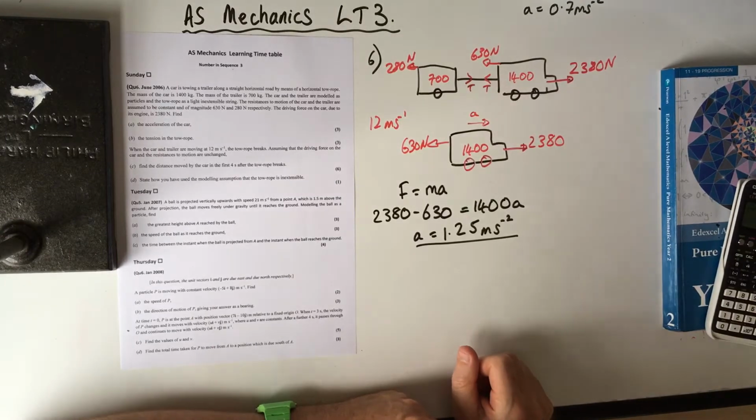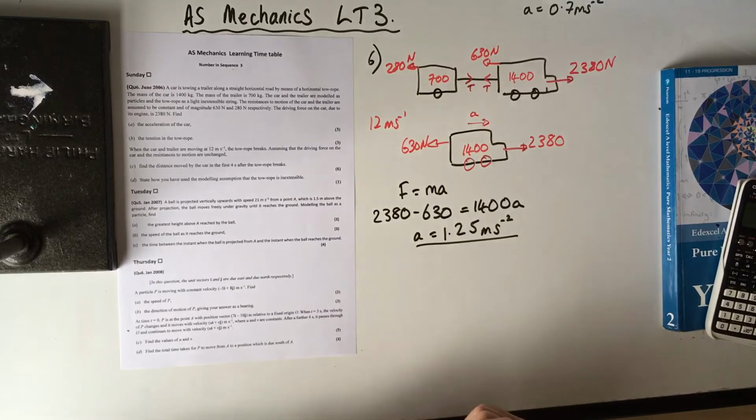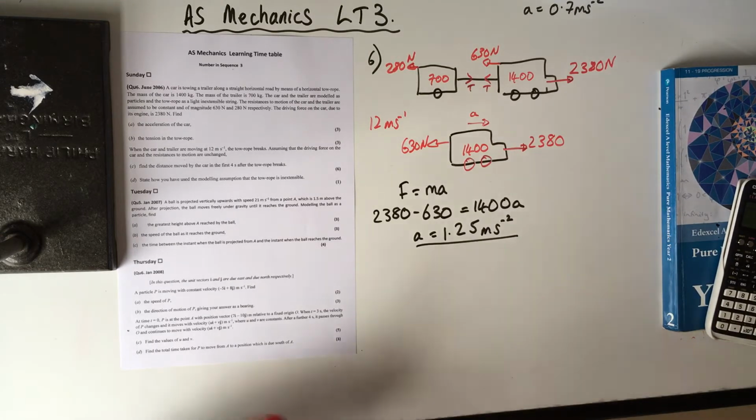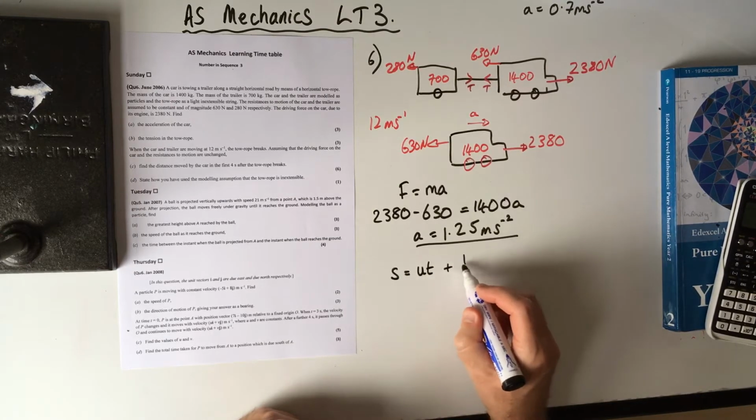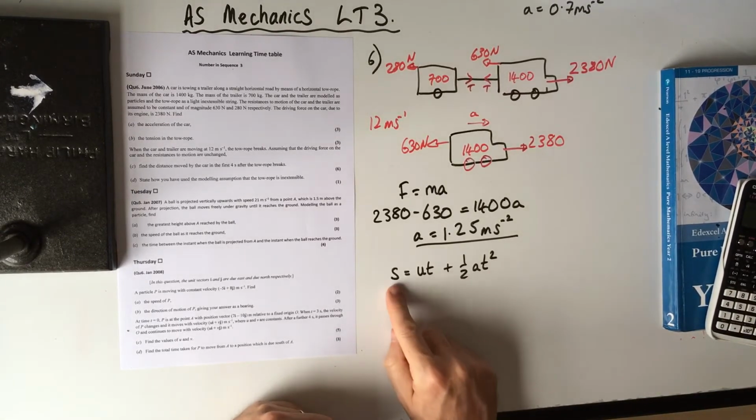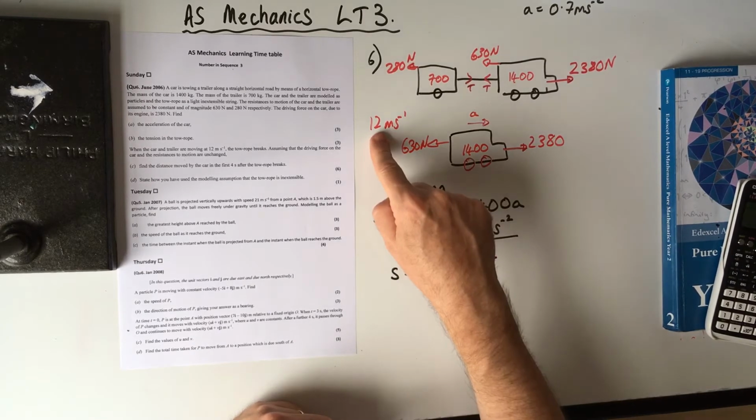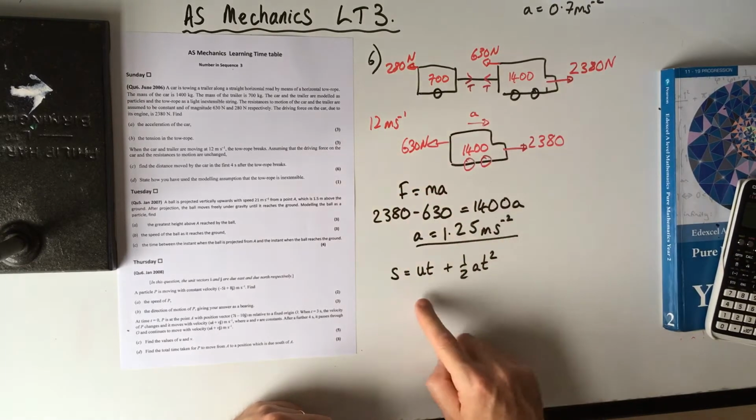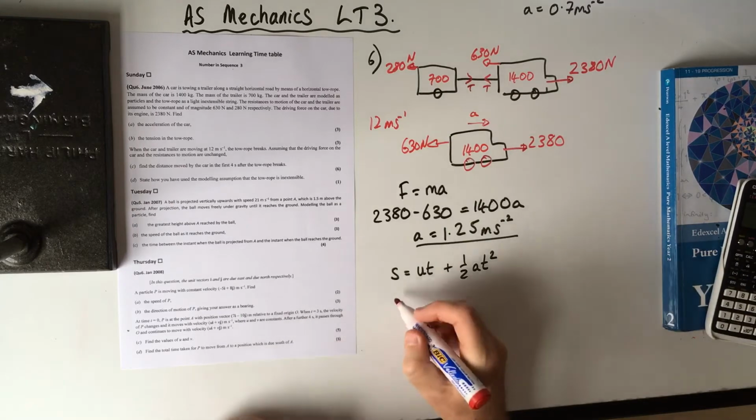And what do we want to do? We want to find the distance travelled by the car in the first 4 seconds. So I'm going to use s equals ut plus a half a t squared. I'm going to use that one because it has to have an s in it, it has to have the initial velocity in it, which we've got because it had reached 12, we've got the new acceleration, and we've got the time, which is 4 seconds. So I'm just going to stick the numbers into that.